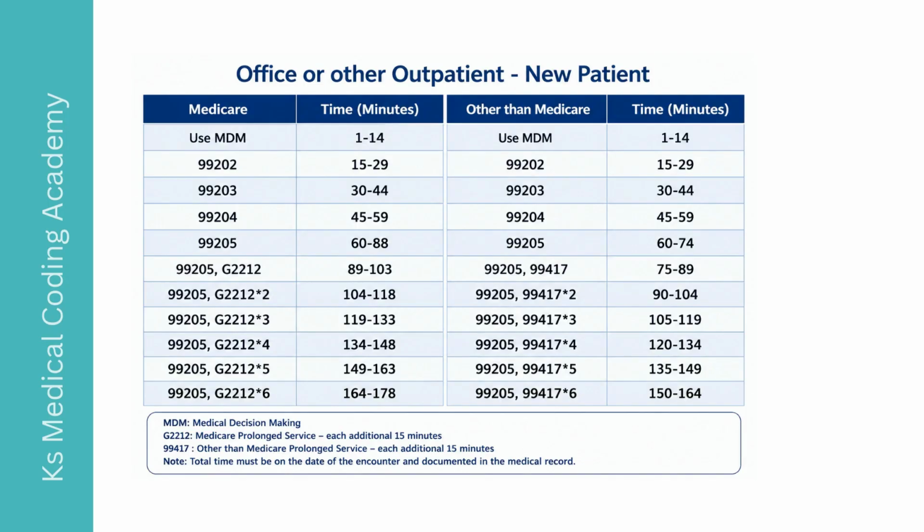Before reporting prolonged service codes, verify the patient's insurance because payer rules may vary. Finally, document the total physician or qualified healthcare professional time on the date of the encounter, as accurate documentation is required to support time-based code selection.